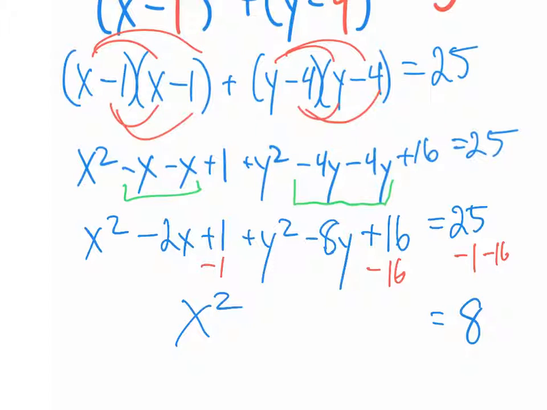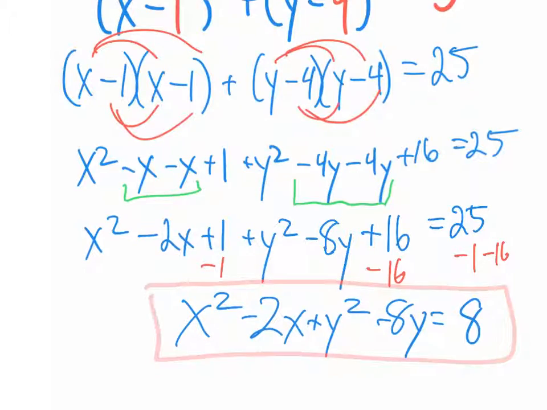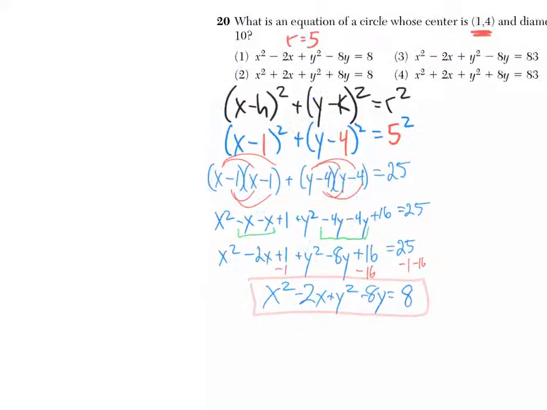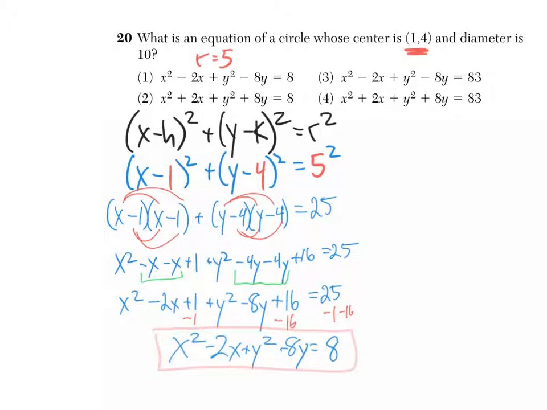We've got x squared minus 2x plus y squared minus 8y. And that looks great. Is this an option? Because we've simplified it. Let's take a look. What do I know? x squared minus 2x plus y squared minus 8y equals 8. Is that an option? It is, in fact. It is option number 1. Option number 1 is the correct answer.